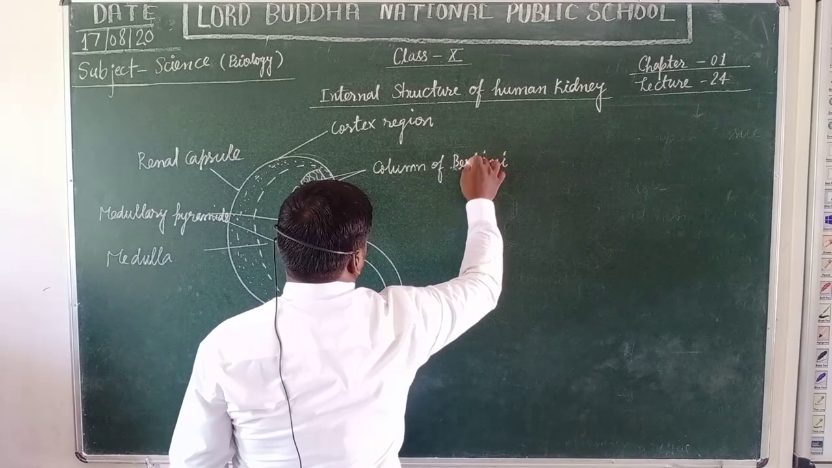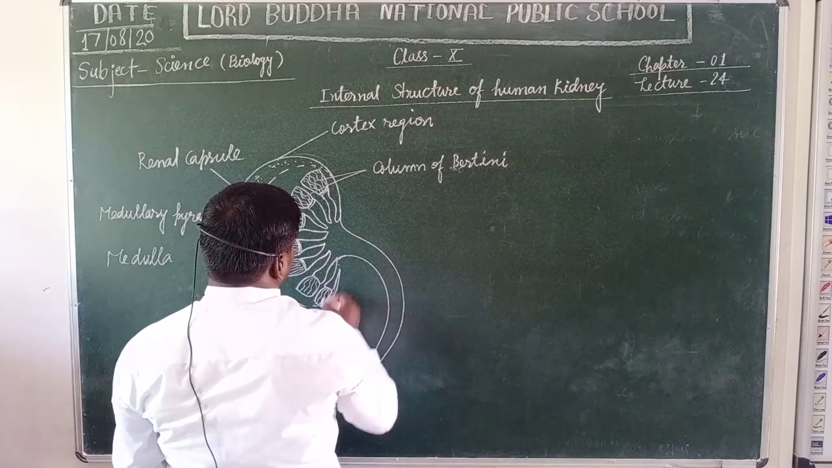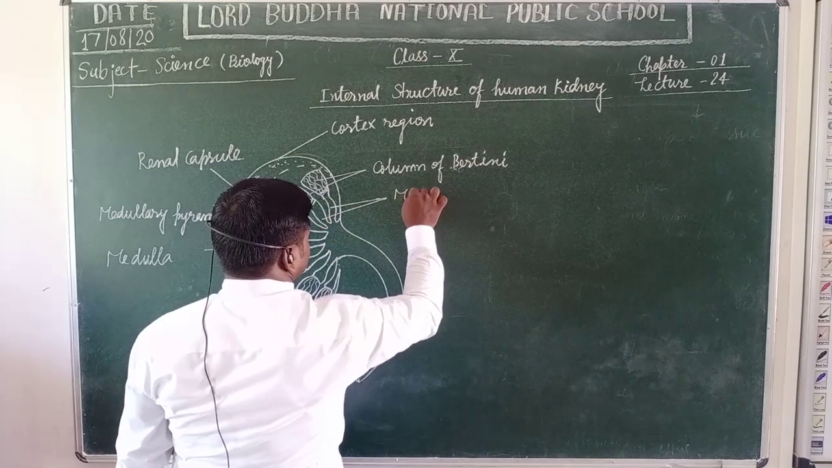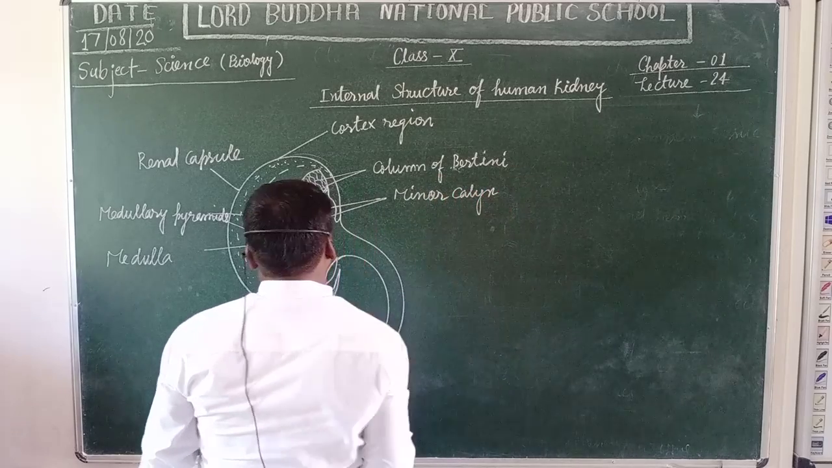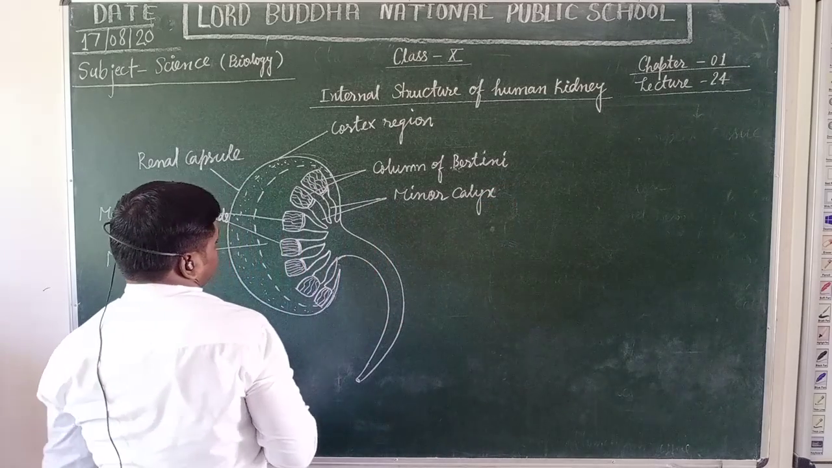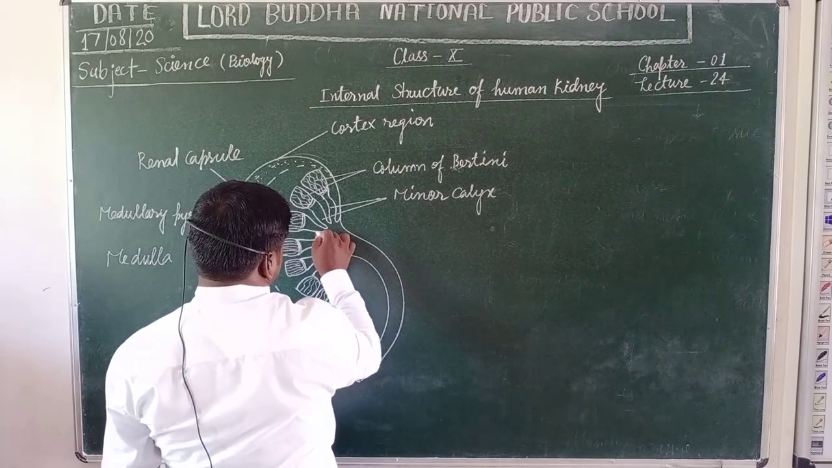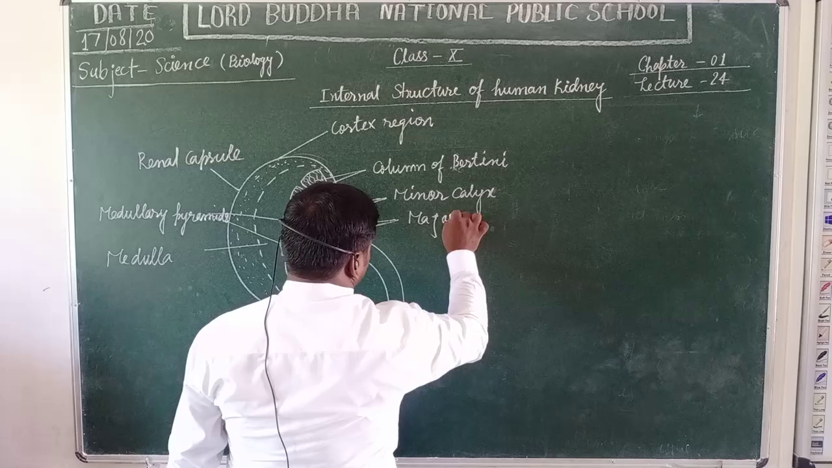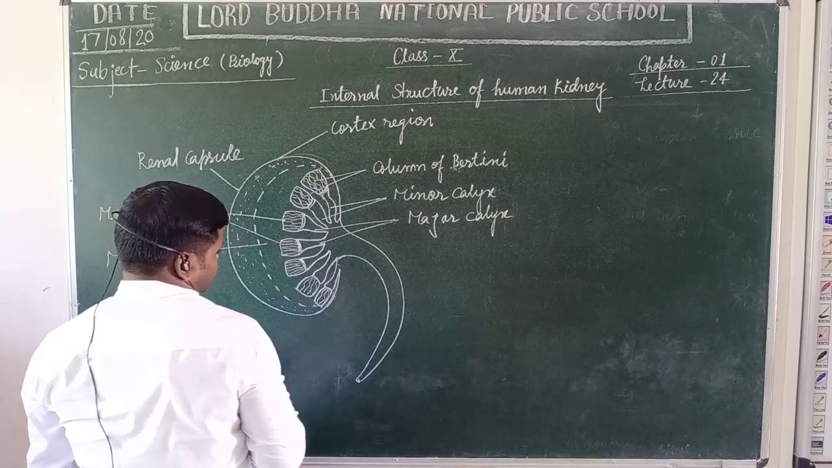After the name of the discoverer, these column-like structures are called Bertin. These are the minor calyx, on which each and every pyramid is present. Two or more minor calyx join to form a single calyceal structure that is called the major calyx. Two or more calyx form a major calyx.